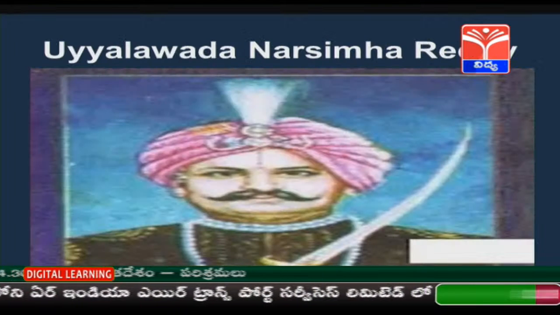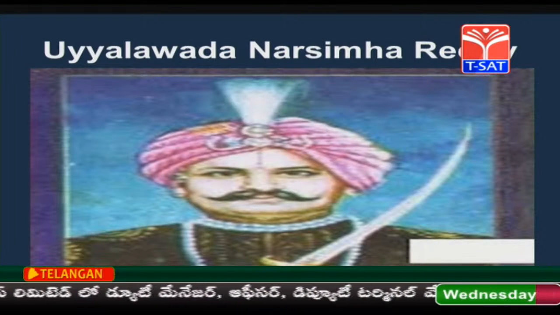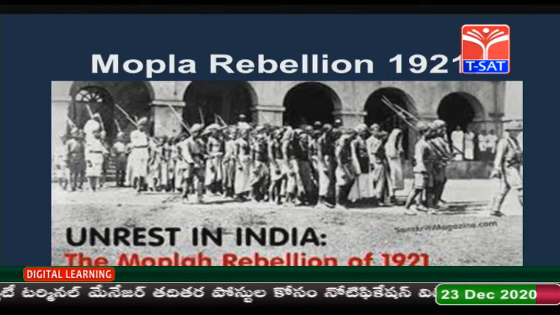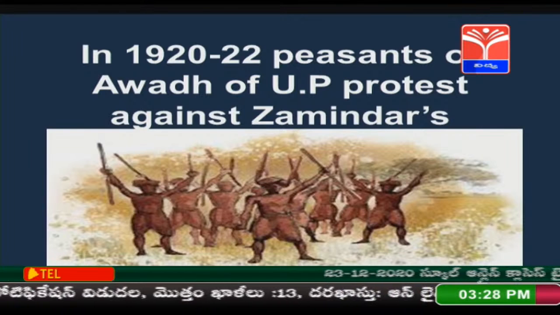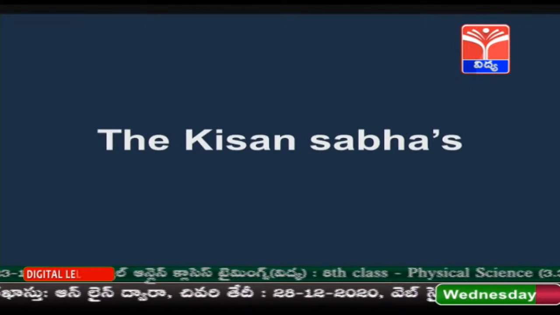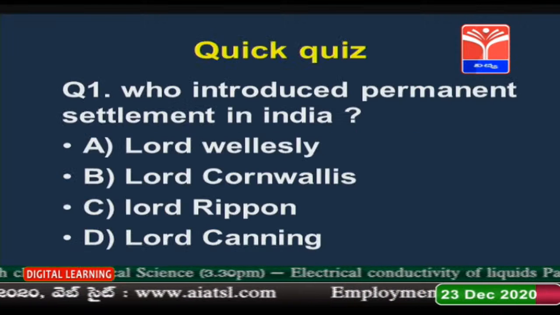Uyyalawada Narasimha Reddy and all these leaders or freedom fighters fought against the British in favor of peasants. The Mopla rebellion took place in Kerala in 1921. This is the protest of peasants against Jamindars in UP. These peasants conducted Kisan Sabhas and participated in the freedom movement.